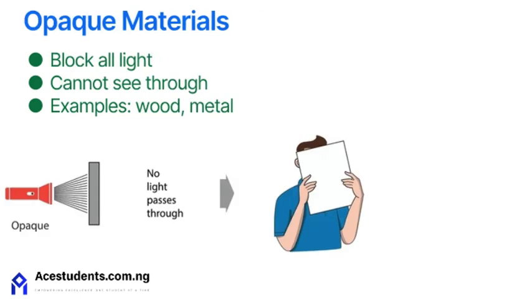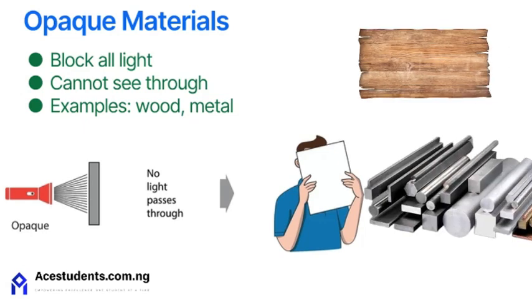Opaque materials do not allow any light to pass through. You cannot see through them at all. Examples include wood and metal.